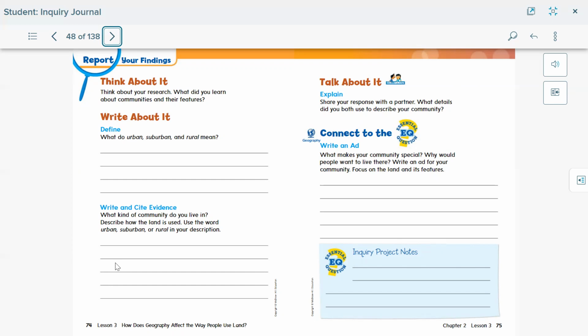So it depends where you live, or even if you live in an urban area but you want to talk about other places, you can just go to the lesson, read what we read, get some information and write about it. So whatever you like, you can do.